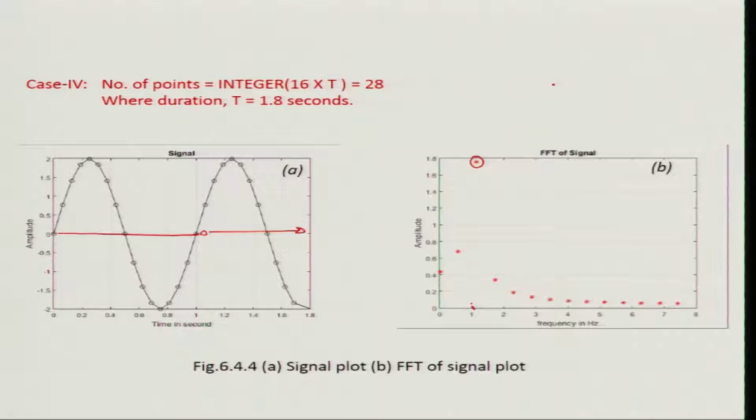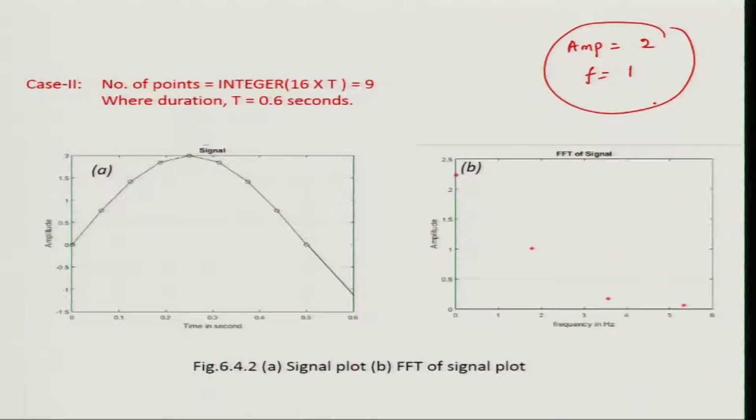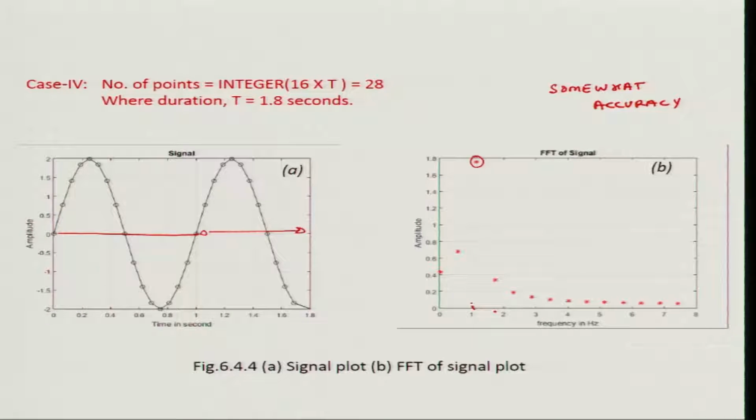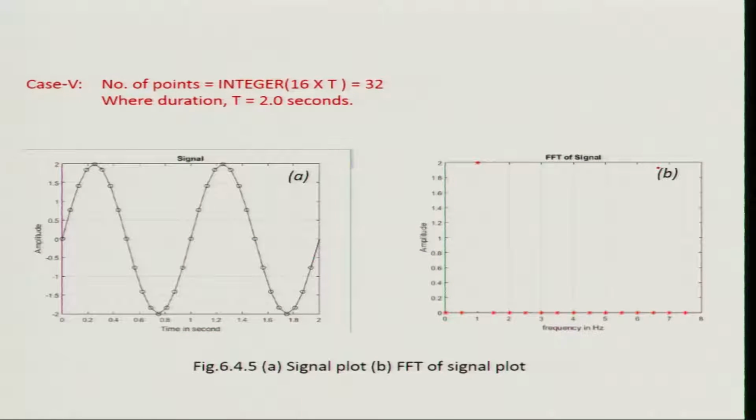So, this is somewhat accurate. It depends on what our definition for accuracy is, but it is certainly better than this result or this result. It is certainly better than these results. So, the point is that if I have a large number of complete cycles, I start improving my accuracy. This is another case. Here I have 2 complete cycles, I once again get an accurate result.